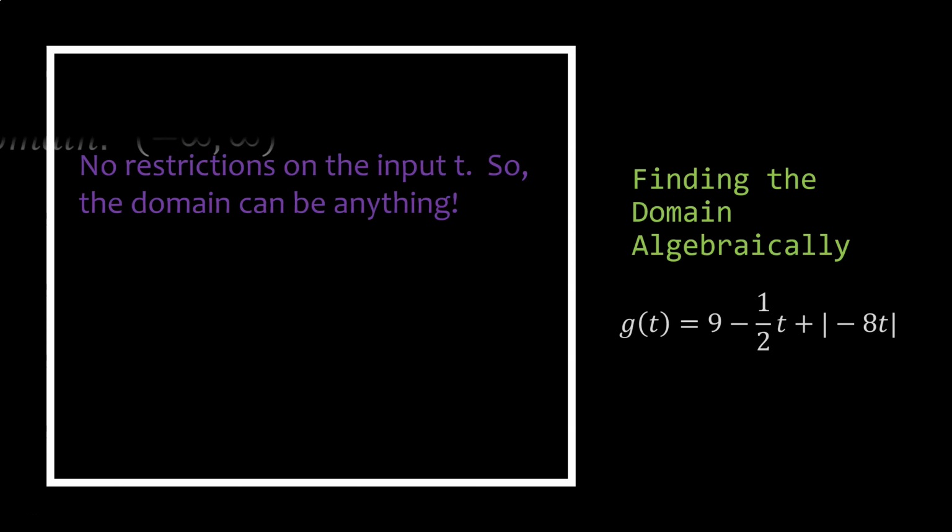So the domain is anything on the number line, meaning negative infinity to positive infinity. So we will have, however this graph looks, a continuous curve, right? There's no breaks as you have seen in the previous problem.